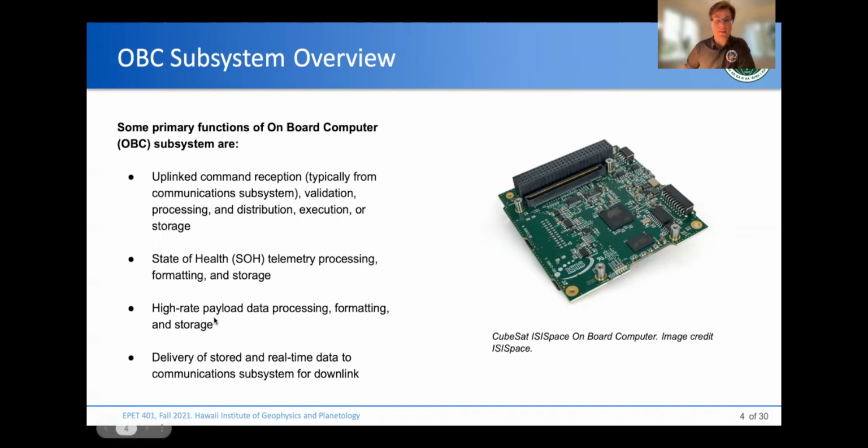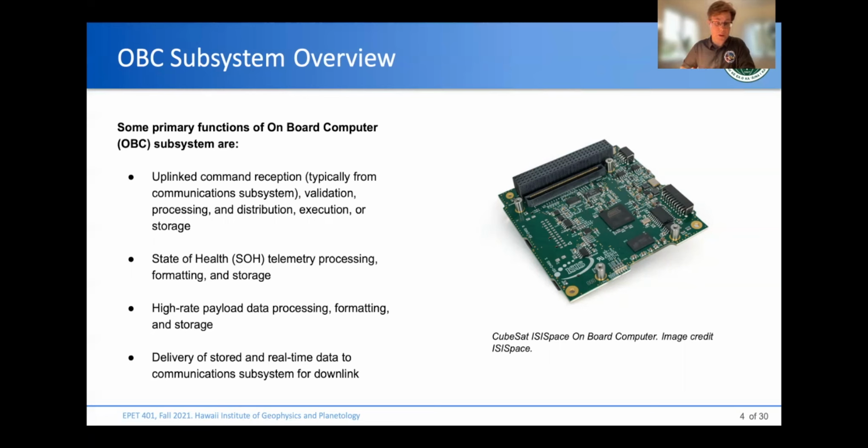Then sometimes we need to handle data rate for the payload or high throughputs. If you have a camera or some other high throughput device or sensor, it's important to know how capable your computer is to process that incoming data. And again, formatting that data and storing it for later downloads.